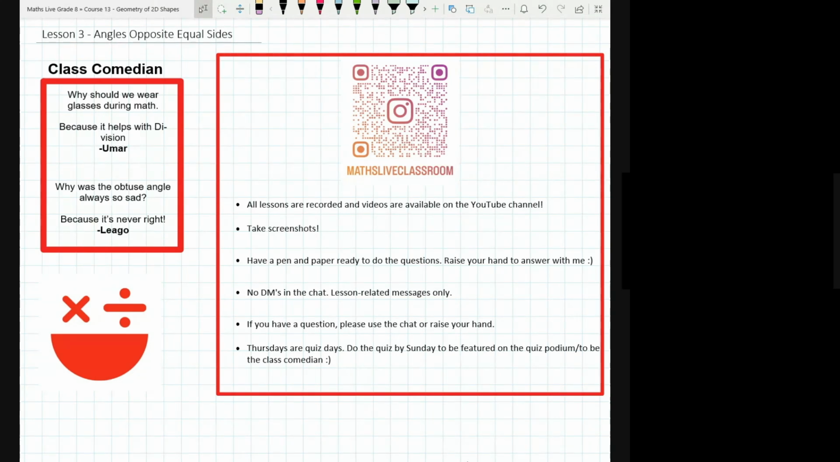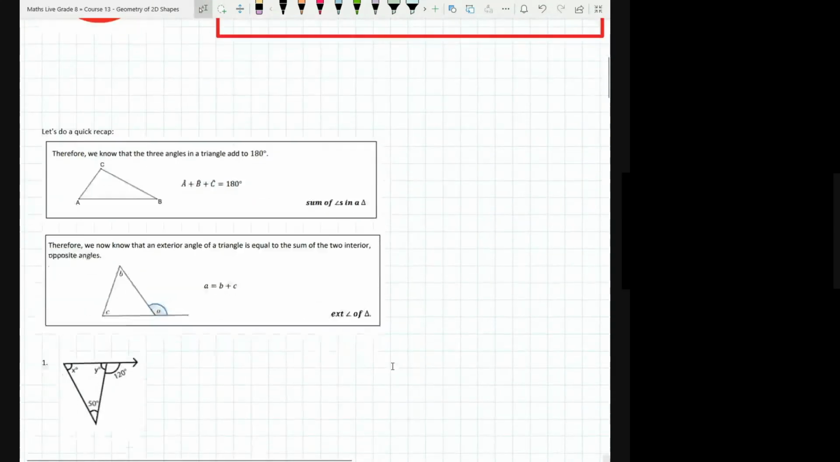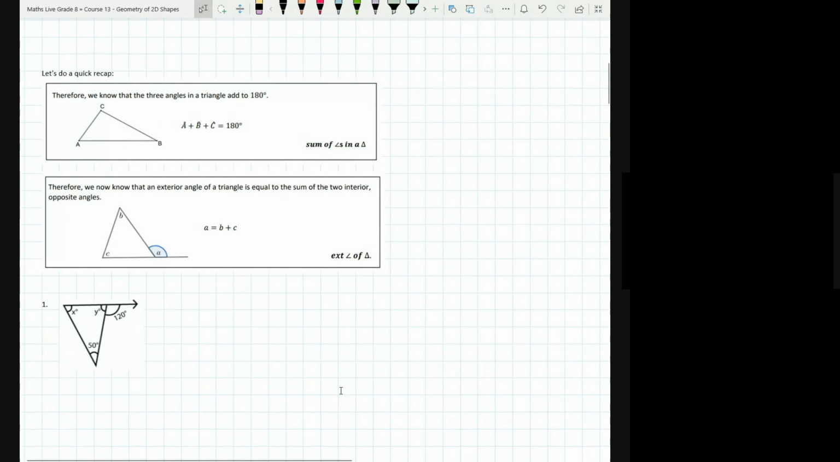Geometry of 2D shapes. We started specifically with triangles. So let us do a recap. Let us super quickly recap what it is we have already learned. We already know that the three angles in a triangle add up to 180 degrees. We learned that whenever we use this rule to make a statement, we must give the reason. And when we're giving that reason, we're going to write the shorthand version, which is sum of angles in a triangle.